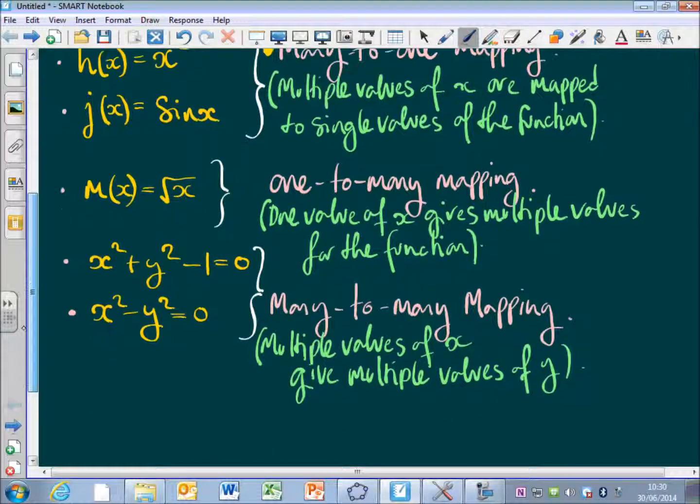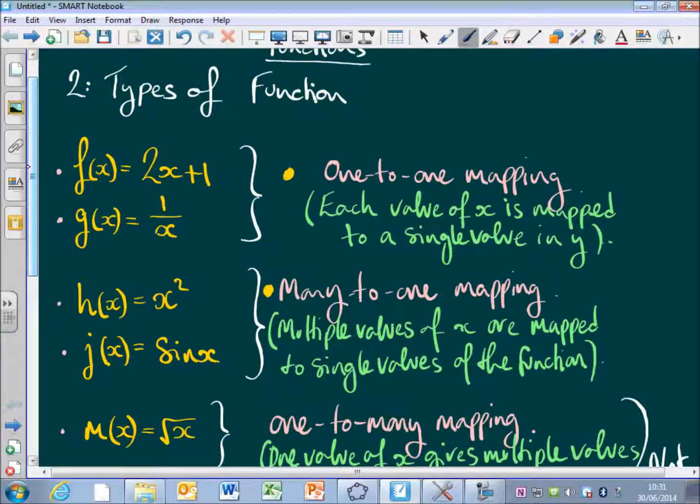And in fact, if you come across a one-to-many mapping or a many-to-many mapping, then often we will just say that these last two types are not a function. So we can save ourselves a bit of time. Rather than saying that these functions are one-to-many or many-to-many, we'll just say they're not functions. And the only ones that are functions are the one-to-one mappings or many-to-one mappings.